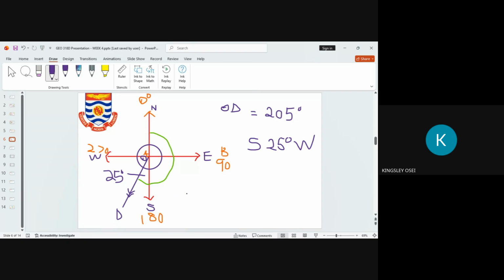All right. So we've seen where we have two examples. They were whole circle bearings. We've gone to the quadrant. I'm going to give you two more, which are quadrants, and then we find the whole circle bearing.